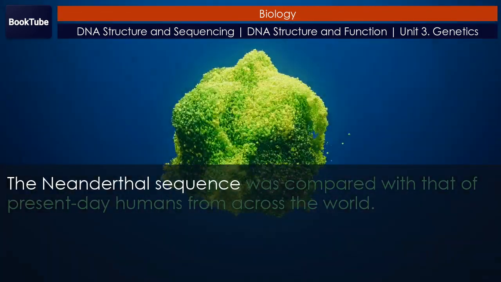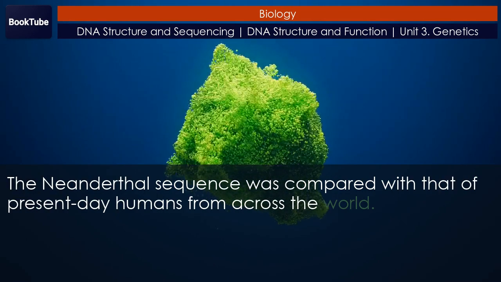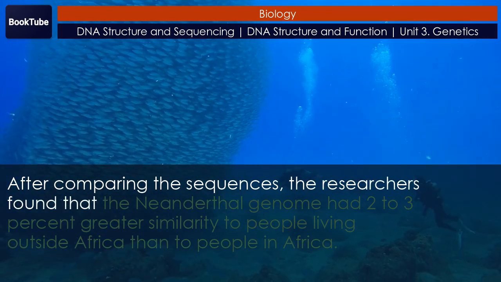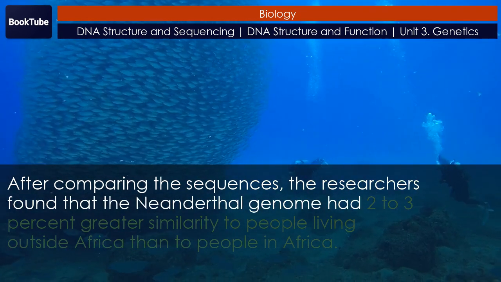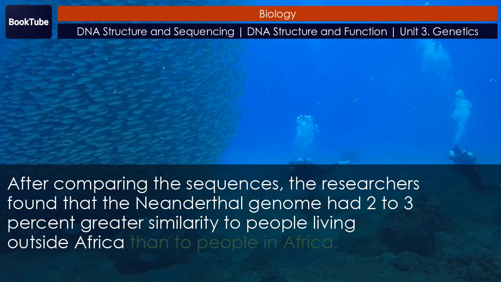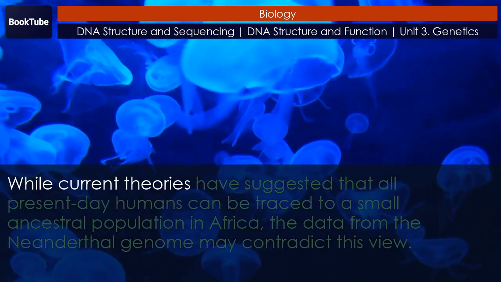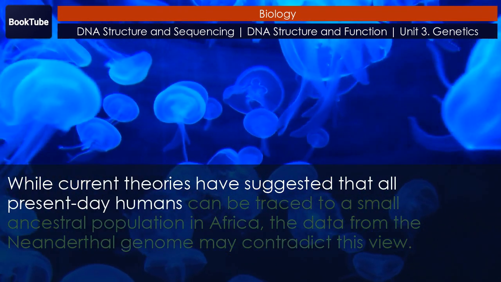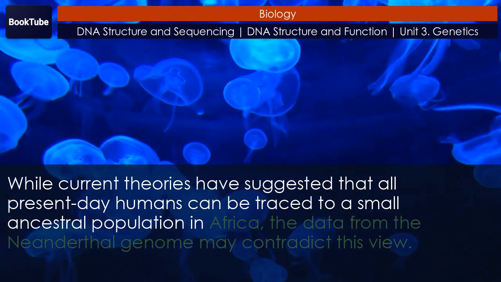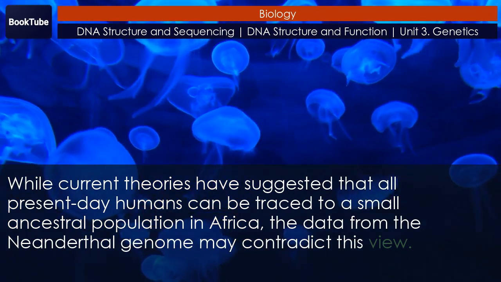The Neanderthal sequence was compared with that of present-day humans from across the world. After comparing the sequences, the researchers found that the Neanderthal genome had 2 to 3% greater similarity to people living outside Africa than to people in Africa. While current theories have suggested that all present-day humans can be traced to a small ancestral population in Africa, the data from the Neanderthal genome may contradict this view.